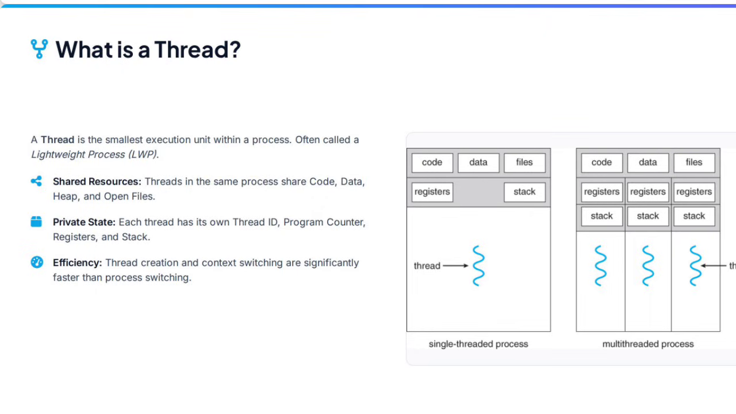Now comes the next important concept. What are threads? A thread is the smallest unit of CPU execution within a process. A process can contain one or more threads. Suppose a real-life example: the student is the process, and the workers are threads.